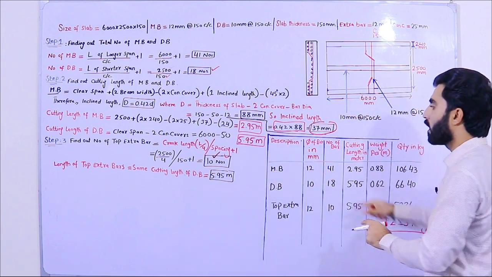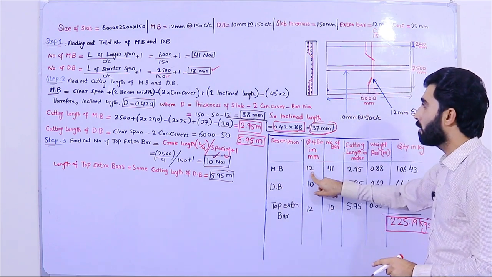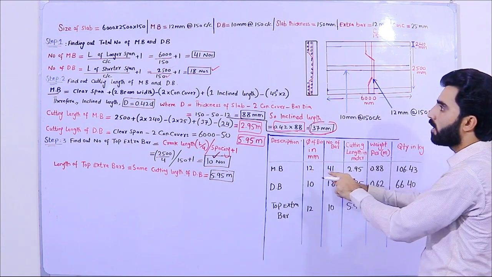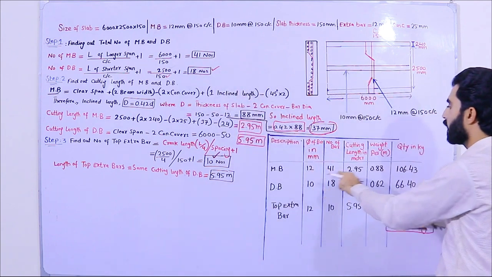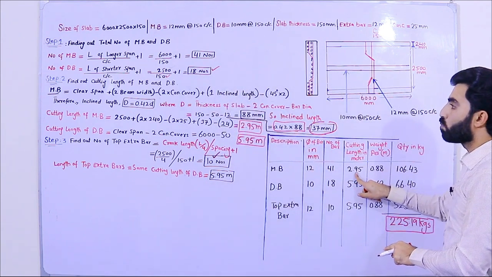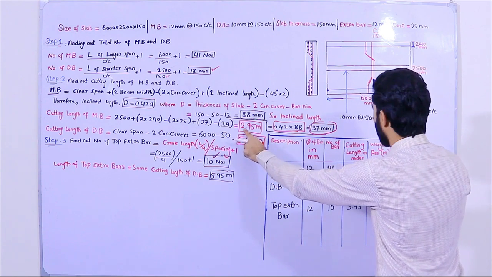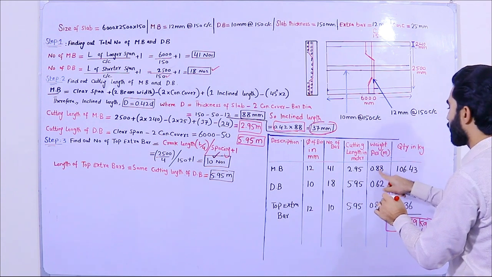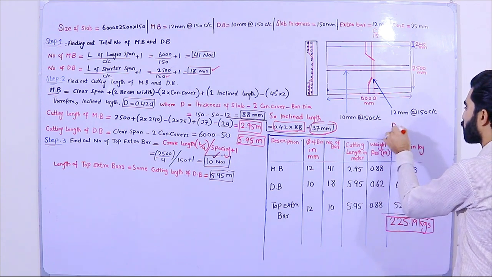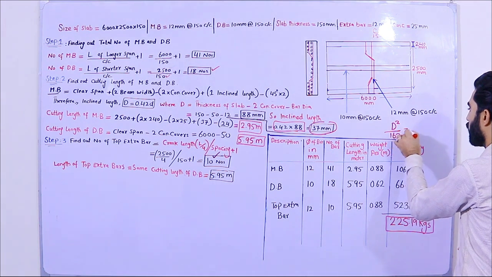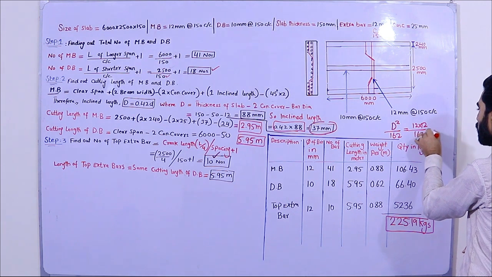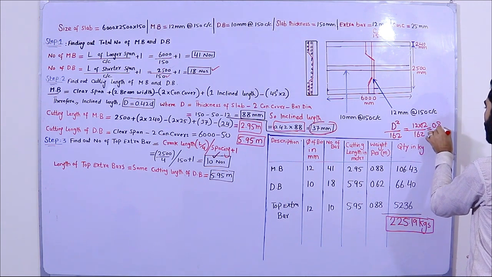So the main bar, the dia of bar is 12 millimeter, as you can see here, 12 millimeter. Number of main bars are 41 numbers, so I put it here 41. Cutting length is in meter 2.95, so here you can see this is the cutting length. So weight per meter is 0.88 kg, because when you use the formula d square divided by 162, and if you solve this, 12 multiply 12 divided by 162, you will get the value 0.88 kg for 1 meter.